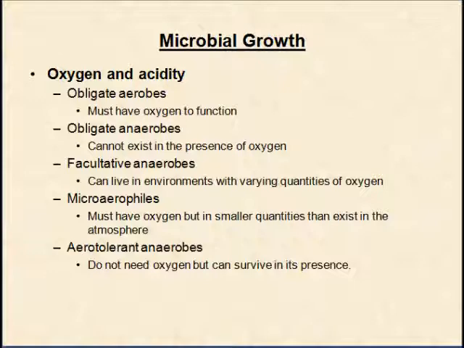There are facultative anaerobes, and these live in environments with varying quantities of oxygen. They don't like oxygen at the level of the air that we breathe, and they're not anaerobes. They have to have some oxygen. So these tend to live just below surfaces, slightly isolated. We can see this in watery environments. Now, microaerophiles must have oxygen, but in really small quantities compared to what exists in the atmosphere. And then there are aerotolerant anaerobes. They do not need oxygen, but can survive in its presence.